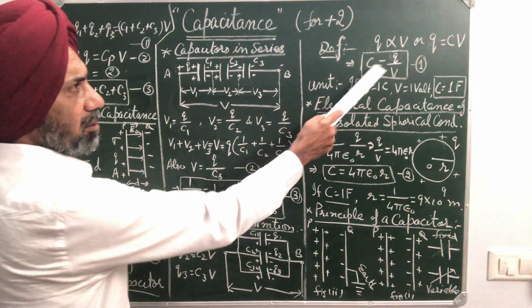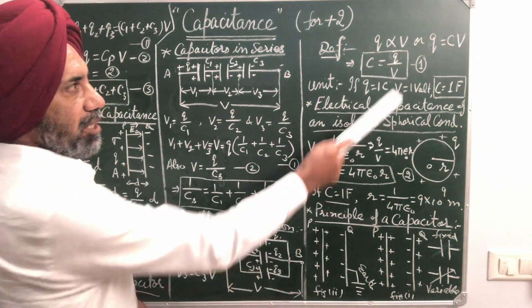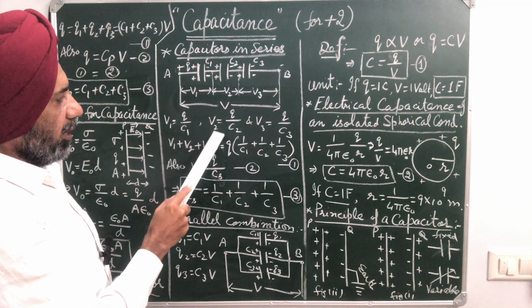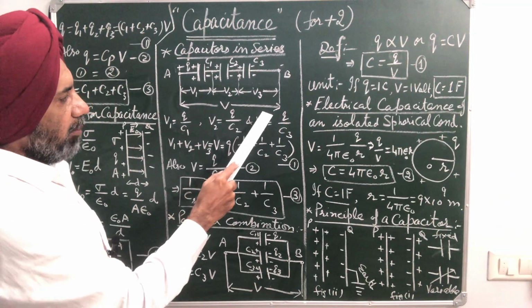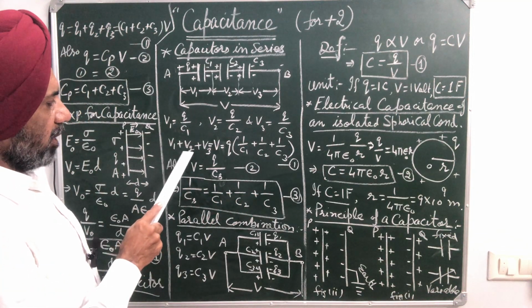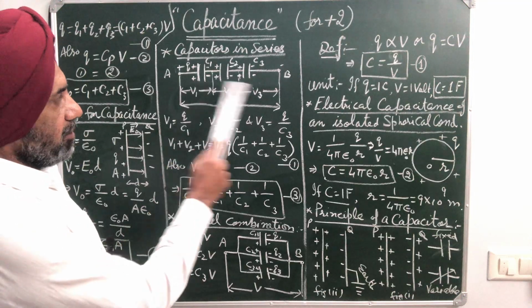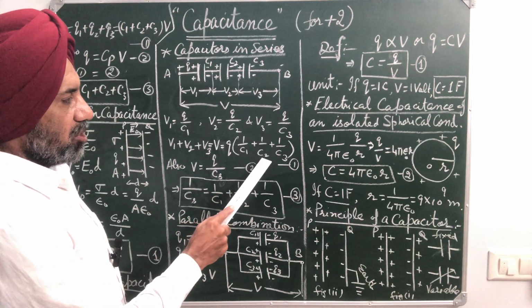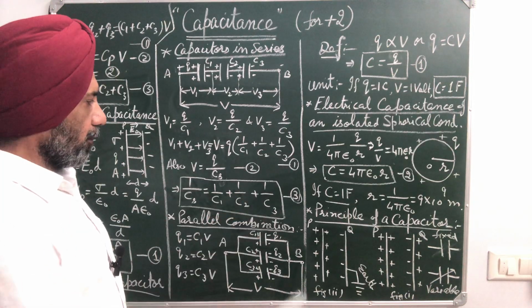Then by definition, C is equal to Q upon V or V is equal to Q upon C. So V1 will be equal to Q upon C1, V2 will be equal to Q upon C2, V3 will be equal to Q upon C3. If we add them, V1 plus V2 plus V3, because potential is added, is equal to Q common, 1 upon C1 plus 1 upon C2 plus 1 upon C3. Equation number 1.